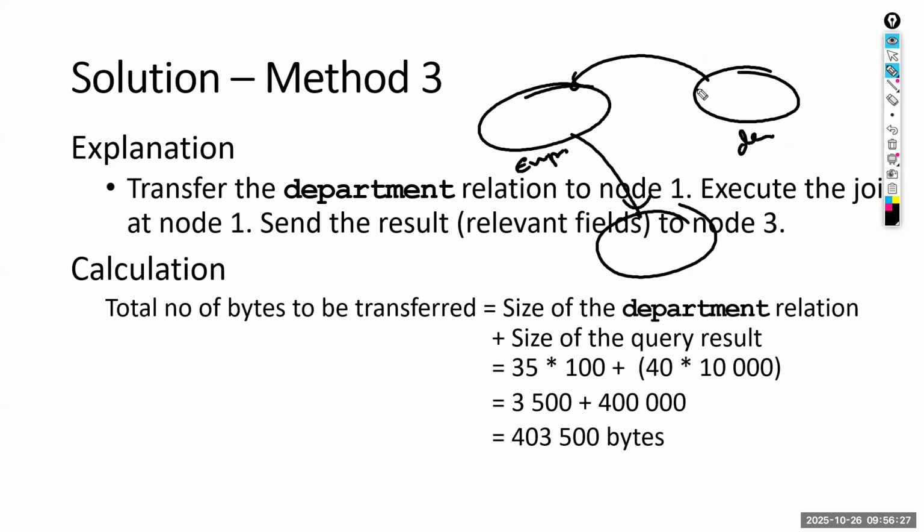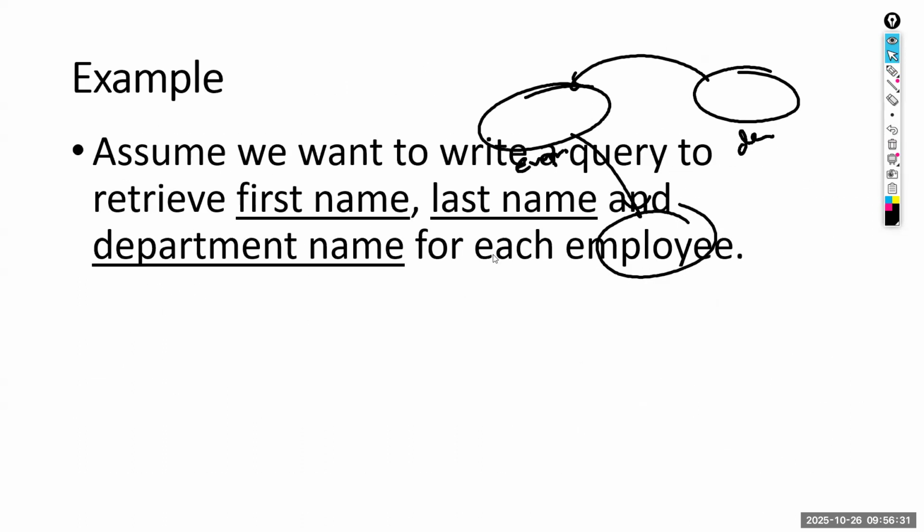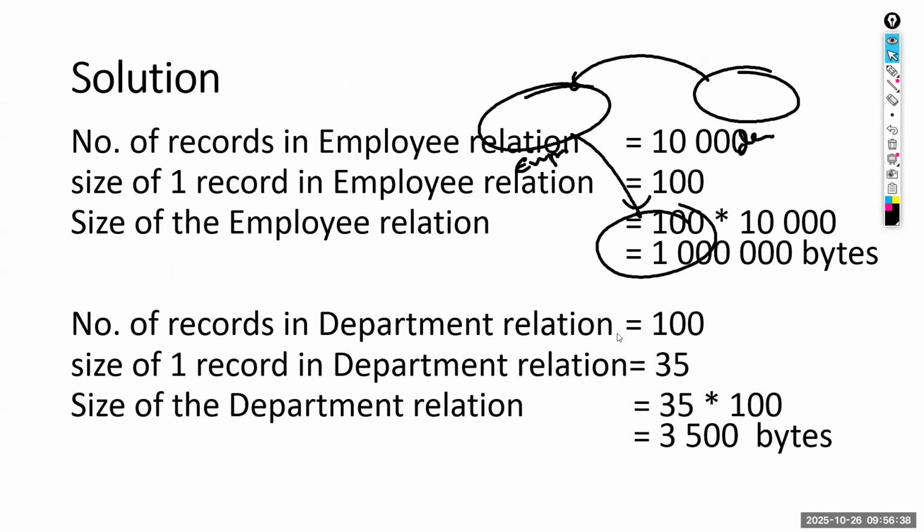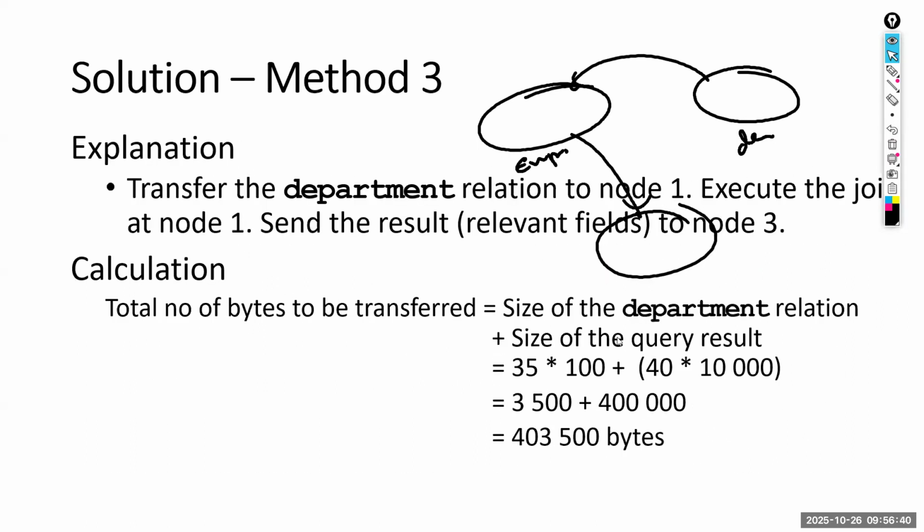So that means we have the department table, 100 records, 35 bytes. So that means 100 into 35. Okay, 100 into 35 is transferred. That is 3,500. 3,500 bytes are transferred from here to here. Right. And now you do the join here.